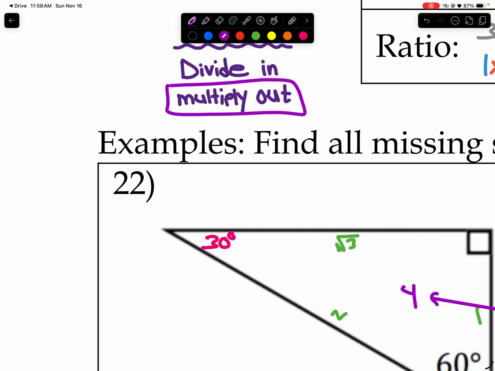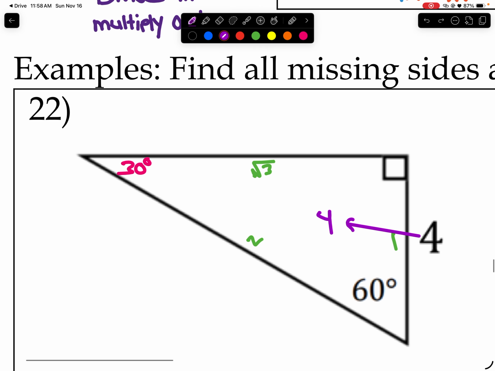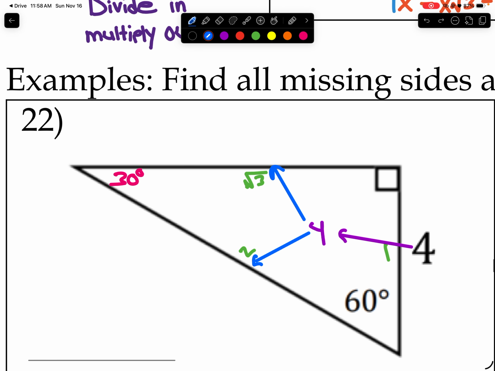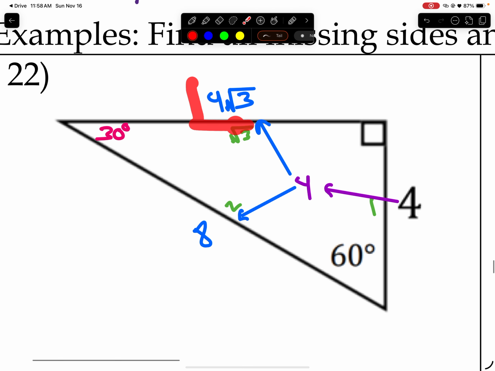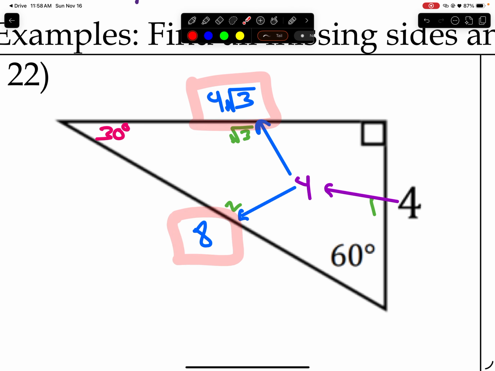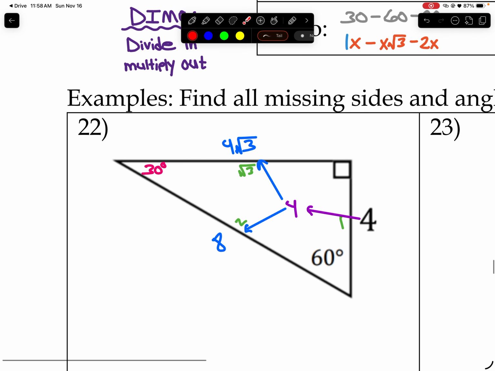Now I want to multiply out. So I'm going to push this value outside of the triangle on both sides, and I'm going to multiply the interior value by the corresponding ratio value. For the other leg length, I'm going to do 4 times root 3, which is going to give me 4 root 3. And then for the hypotenuse, I'm going to do 4 times 2, which is going to give me 8. So your missing values are going to be 4 root 3 and 8. This is what I mean by solve: you're going to be finding all the missing values.